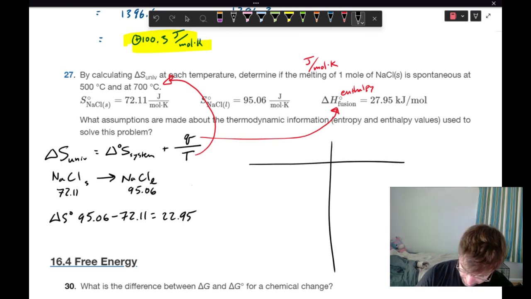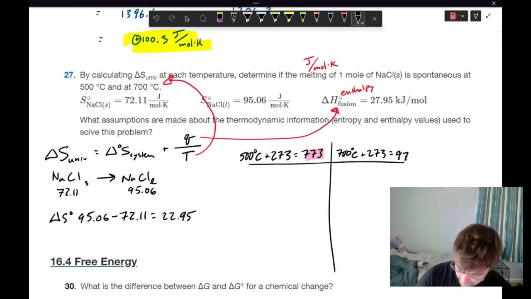Before we go any further, let's go ahead and get our other units in order. So 500 Celsius plus our conversion factor, 273 Kelvin, gives us 773 Kelvin. I'm going to highlight that so we know that's the one we need. And we have 700 degrees Celsius plus 273 gives us 973 Kelvin. Okay. So we'll do our 500 degrees Celsius first, and we're just going to plug in these other values that we have.